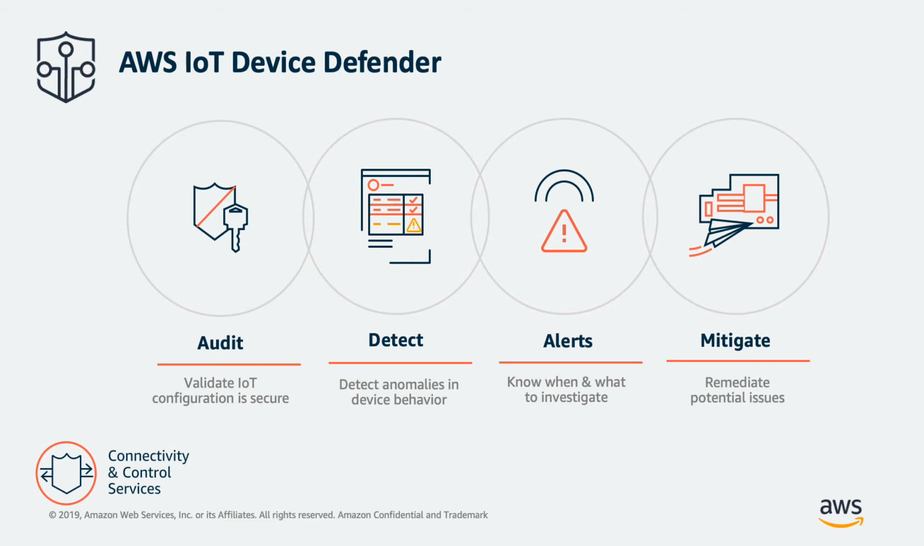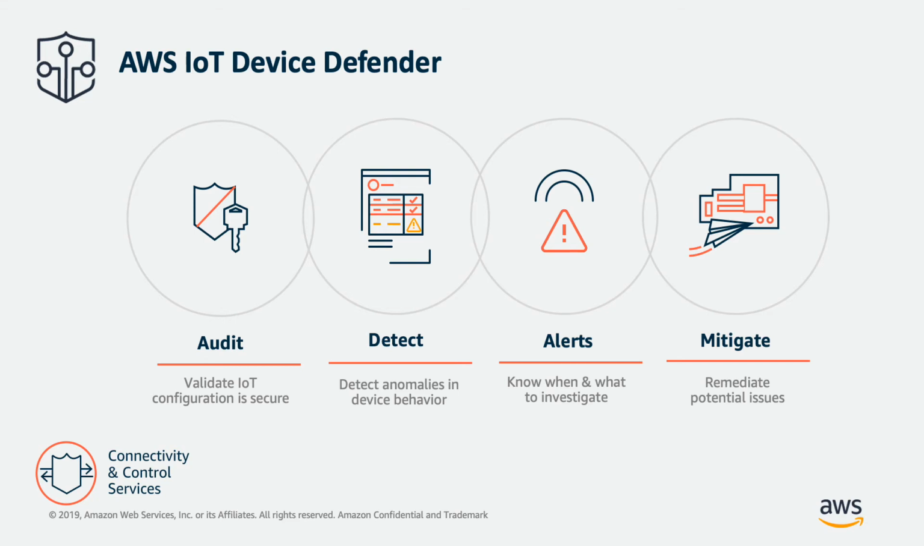IoT Device Defender lets you define the expected device behavior for different sets of metrics. Then it monitors the device fleet and alerts you if something doesn't look right. So, for example, IoT Device Defender lets you define what ports should be open on the device, who the device can talk to, and how much data it sends or receives. Then it monitors the device traffic and alerts you if something doesn't quite look right.